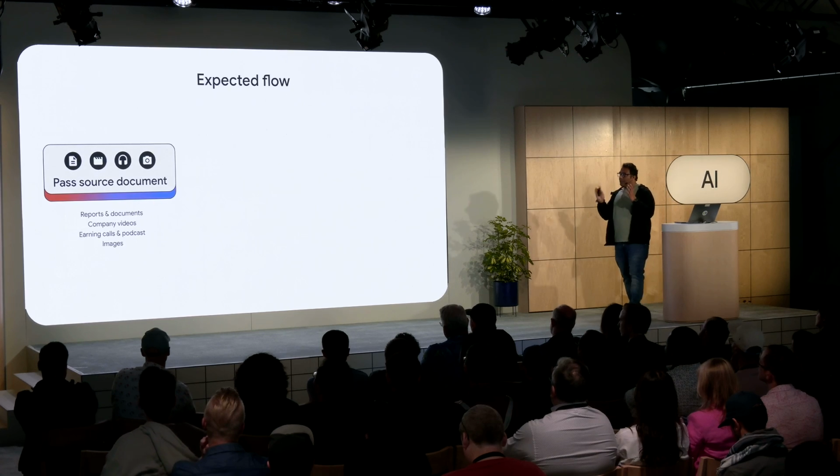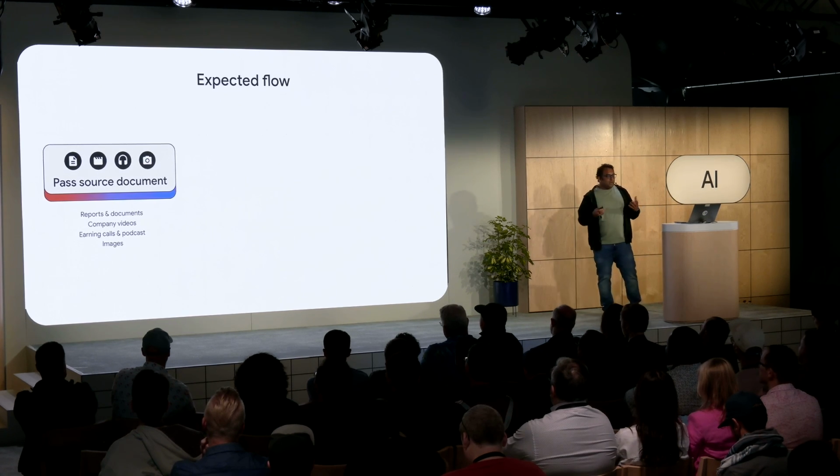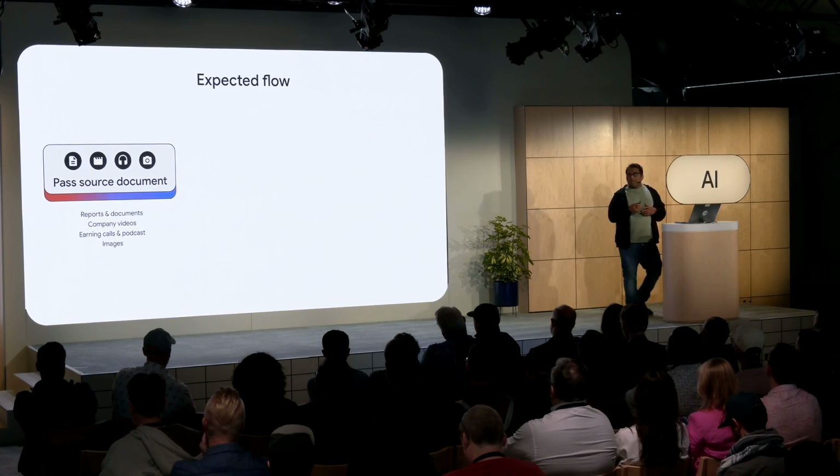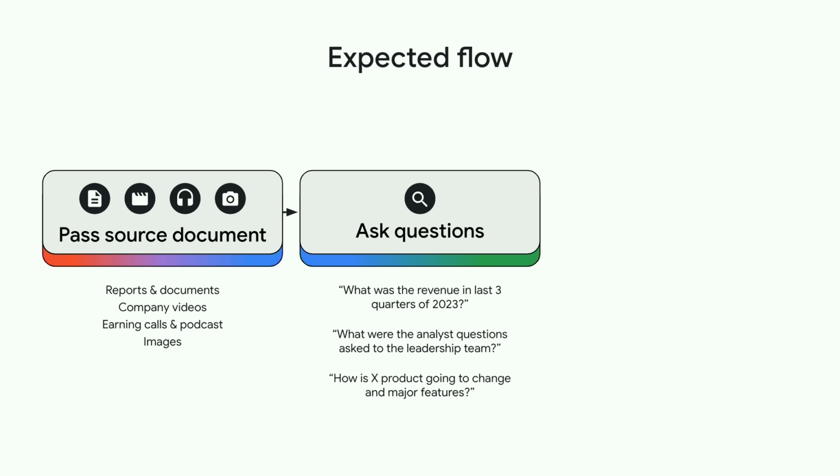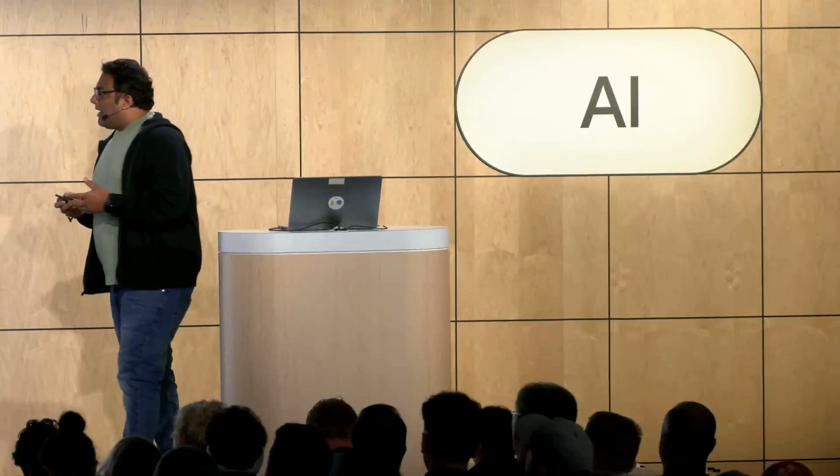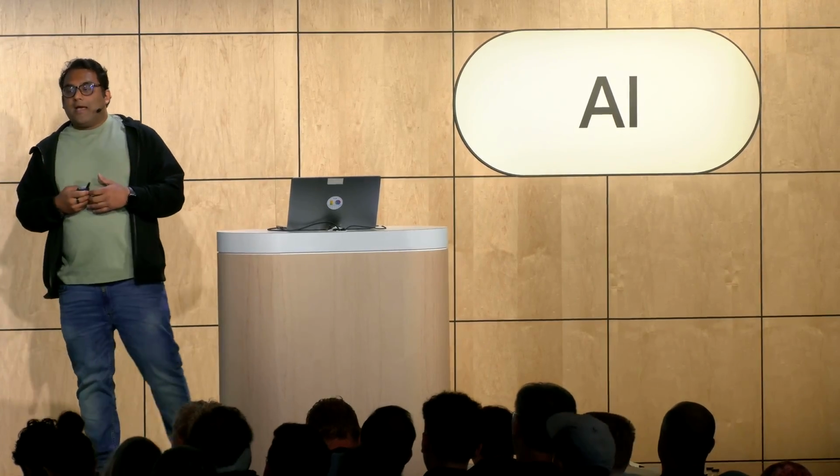And the flow that I come up with as a developer is that essentially I need to start with a source document, and this could be reports, company videos, earning calls, images, bunch of those things, right? And then what I should be able to do is I should be able to ask questions, irrespective of the modality. So things like what was the revenue, what's the analyst question asked to specific person, how is X product doing, and so on and so forth. And all of that should be able to give me back the answers.